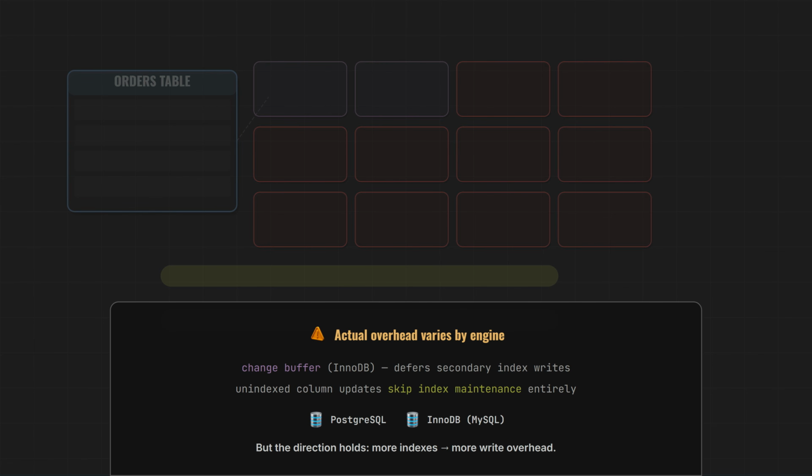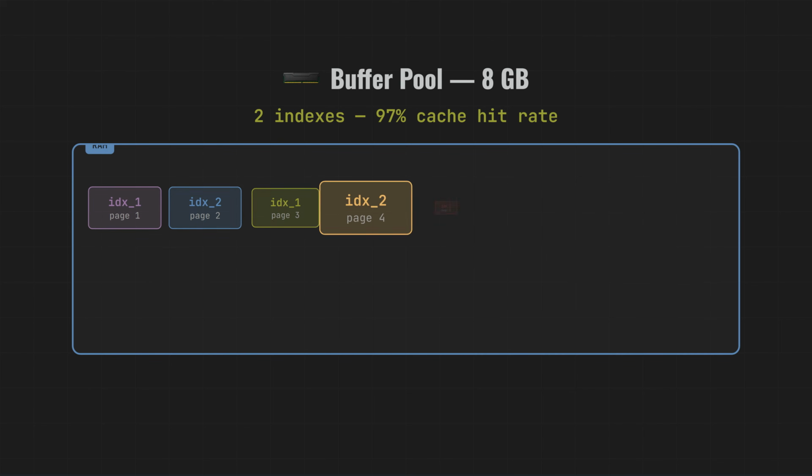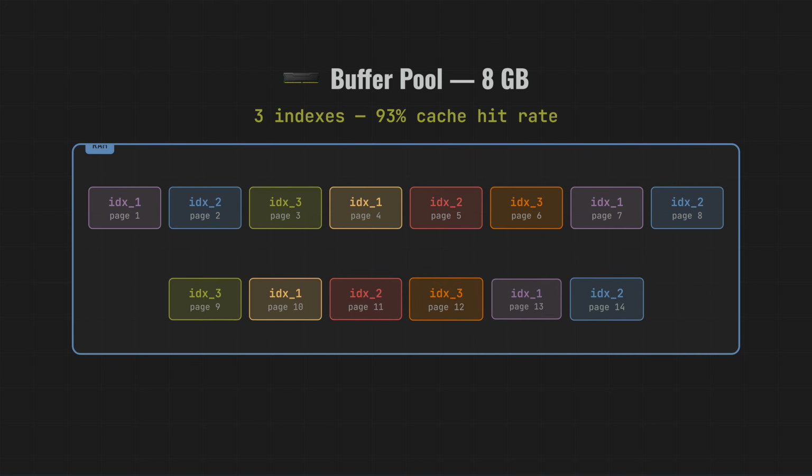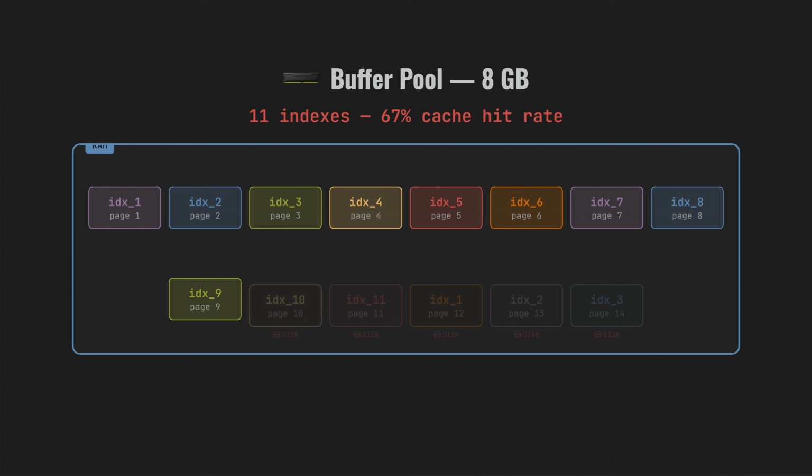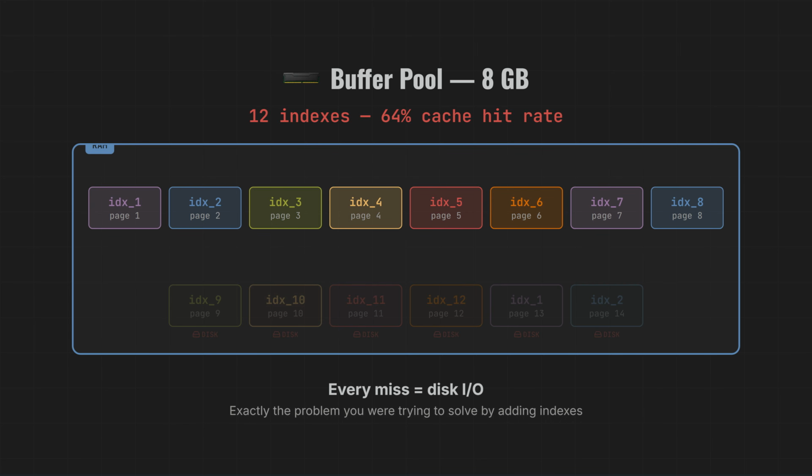But the direction holds. More indexes mean more write overhead, especially on inserts, and the overhead is significant. There's also the memory cost. Your database keeps frequently accessed index pages in a buffer pool in RAM. 12 indexes competing for that same pool means each one gets a smaller share. When index pages don't fit in memory, they require disk reads, which is exactly the problem you were trying to solve by adding indexes in the first place.